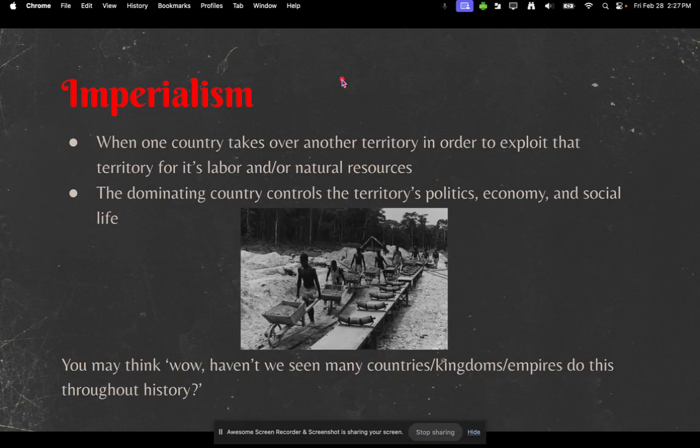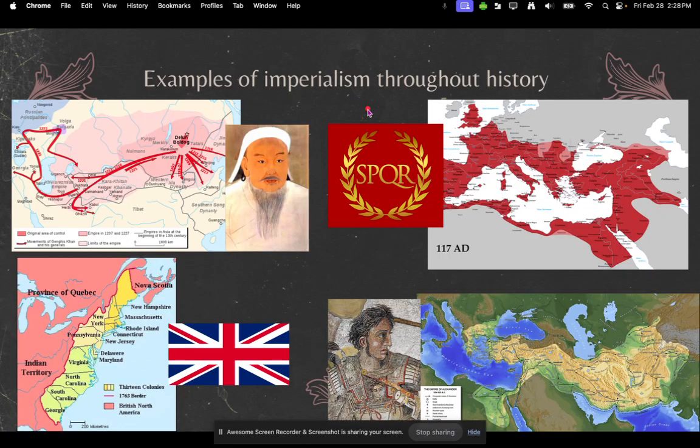So, you're probably like, "Wait a minute. Haven't we seen many countries and kingdoms and empires do this throughout history, like this whole class that we've taken?" Yeah, that's correct. Imperialism has been around since humans have been around. So, here are some examples of imperialism throughout history. For example, you have the Mongols, we talked about them last semester. Then we have the Roman Empire. We talked about that a lot last semester. We have Alexander the Great. He was right before the Roman Empire. We talked about him briefly.